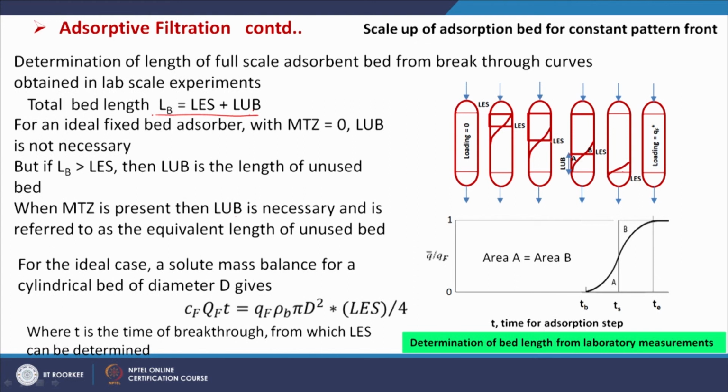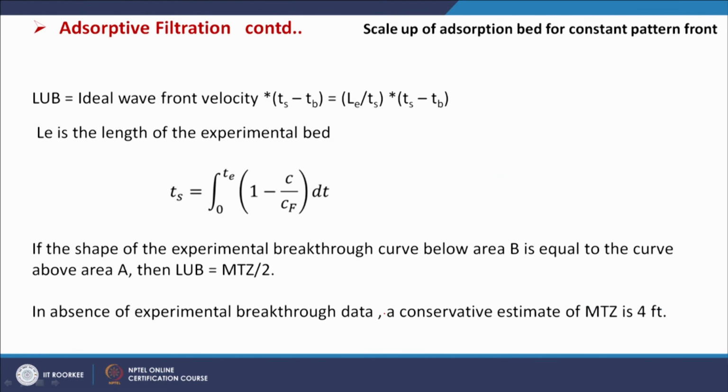But in all the cases LES can be calculated by the mass balance we have already discussed, that is Cf Qf into T, the amount of adsorbate coming through the inlet, which will be captured by the LES part. So, qf, the specific uptake, into mass. Mass means pi d square by 4, the cross sectional area, into LES, the volume, into rho b, the bed density, the bed mass, into qf. So, that is the adsorbate captured by this bed. That way we can get the value of LES.